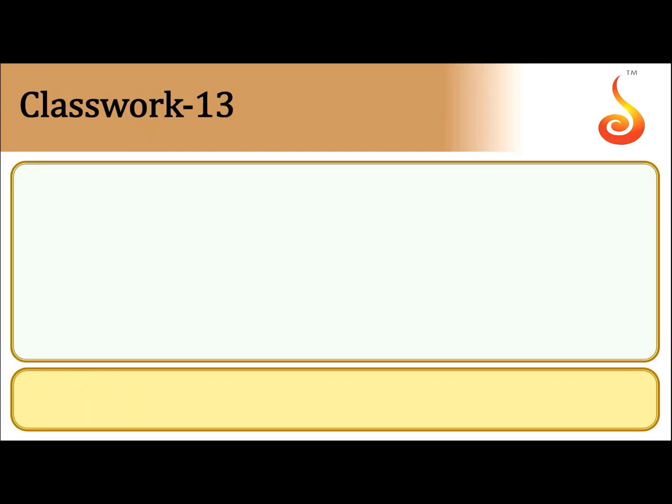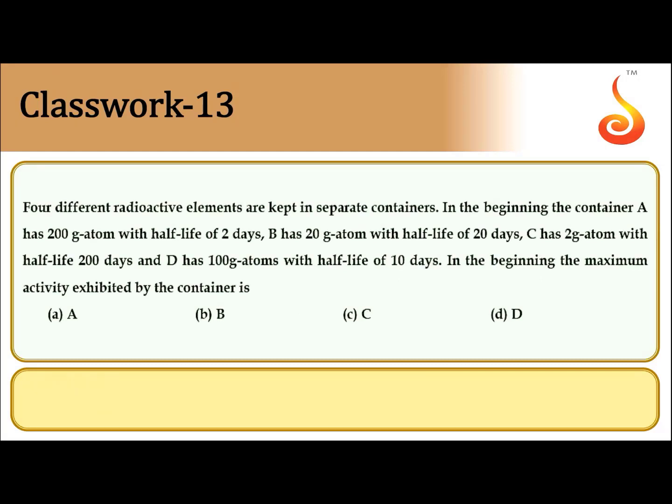Next one. 4 different radioactive elements are kept in separate containers. In the beginning, container A has 200 gram atoms with a half-life of 2 days. B has 20 gram atoms with a half-life of 20 days. And C has 2 gram atoms with a half-life of 200 days, and D has 100 gram atoms with a half-life of 10 days. In the beginning, the maximum activity is exhibited by the container.